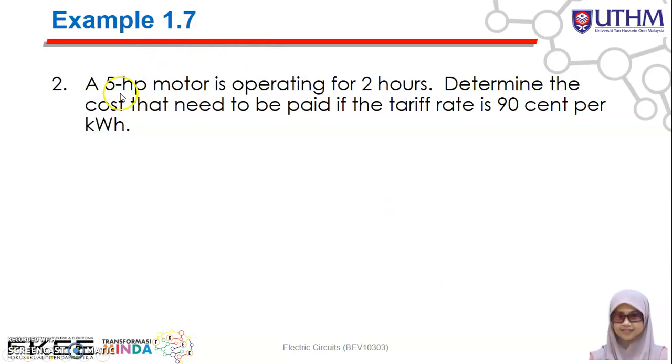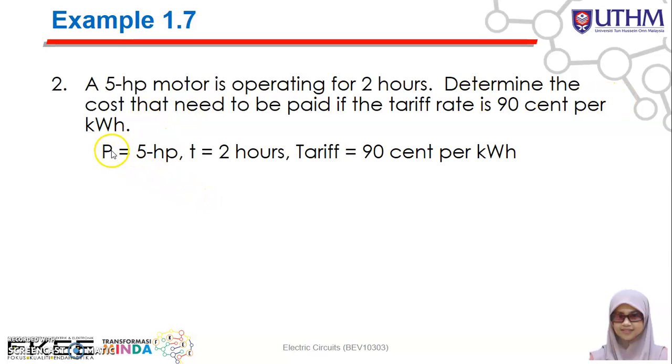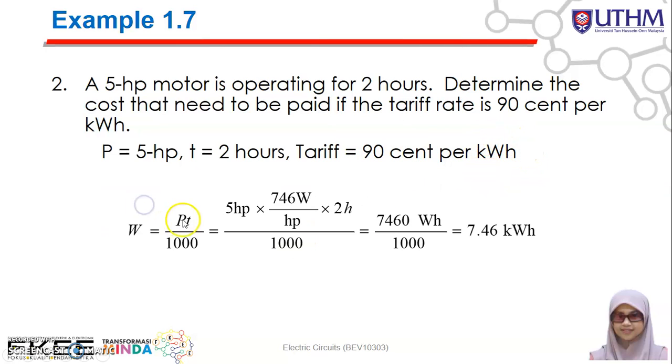So next question. A 5 horsepower motor is operating for 2 hours. Determine the cost that needs to be paid if the tariff rate is 90 cents per kilowatt hour. So for this question, P is given as 5 horsepower, T is given as 2 hours, and the tariff is 90 cents per kilowatt hour. So in order to determine the cost using this tariff, we need to change the energy into kilowatt hour first. So W is equal to PT over 1000. This is the formula.